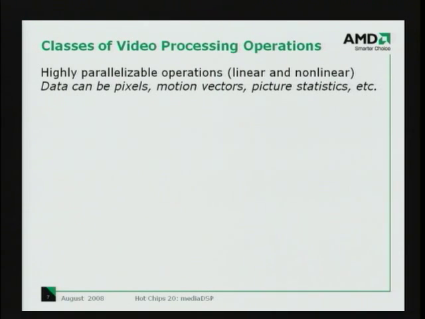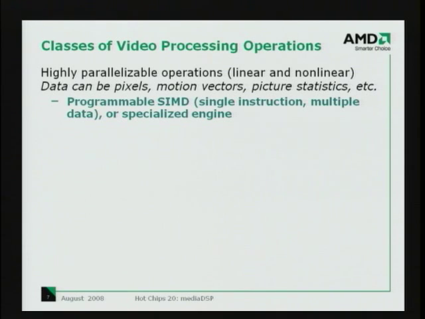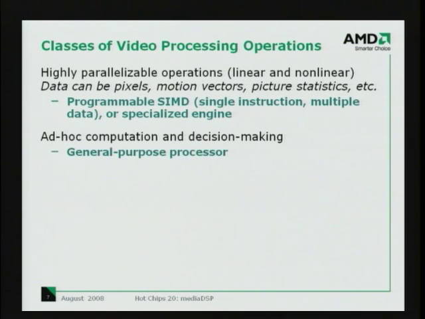Taking a deeper look at video algorithms in general, we've noticed certain classes of operations that appear in all of them, and I'm going to run through them quickly. First, you have your highly parallelizable operations. People usually think of this as operating on pixel data, but many times motion vectors and picture statistics can be operated on in a parallel fashion. For these types of operations, a highly data parallel engine such as a programmable SIMD or a specialized data path intensive engine is a good fit. Next are what we call ad hoc computation and decision making operations. Here, a general purpose processor usually does the job. These types of operations are usually about an order of magnitude less complex than the ones in the previous category.